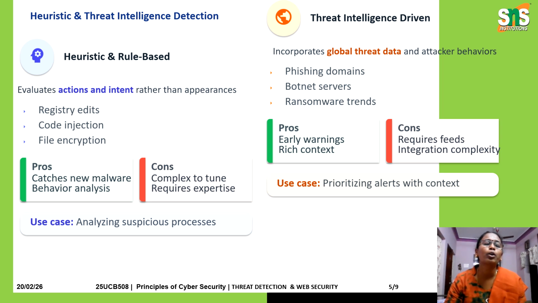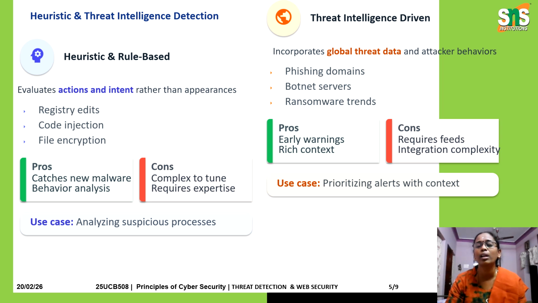The heuristic and rule based method evaluates action and intent rather than appearance. Why are such attackers getting in, what kind of data are they trying to access, what is the purpose of the data, and what is the benefit when they access such data? That is analyzed in the heuristic and rule based method.